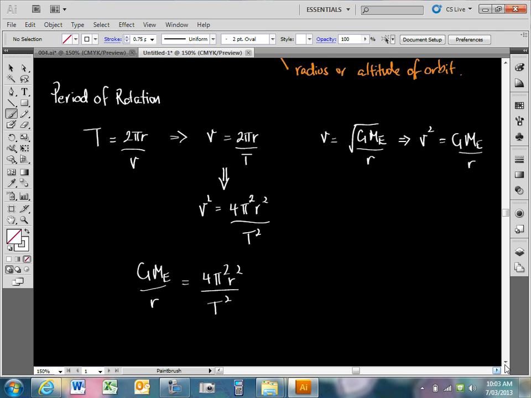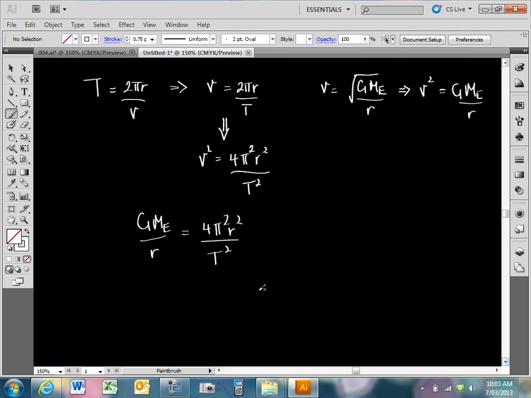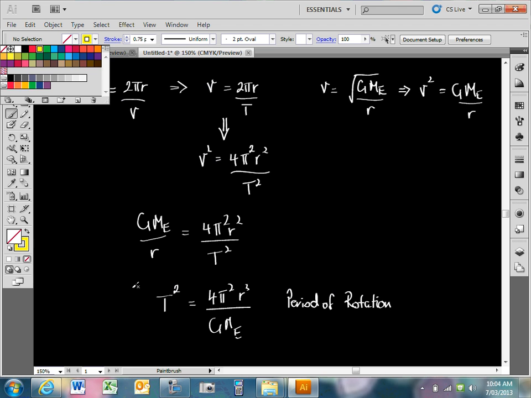Let's move this stuff around. I'll do it in one step. T, well actually I'll leave it as T squared equals 4 pi squared R cubed on capital G M sub E. Period of rotation. That's something that you'll use also.